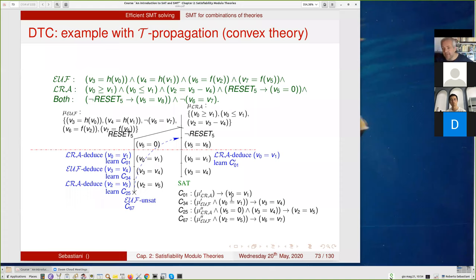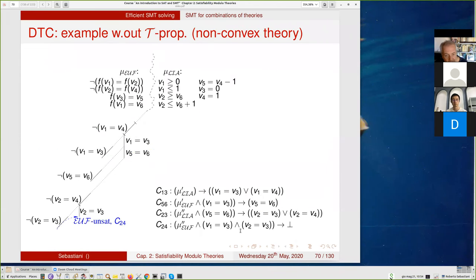And what is the important fact? That you don't redo the search. You don't redo this deduction because you have already reported this deduction here. You already have the theory lemmas represented as deduction. You don't redo them. You just unit propagate.